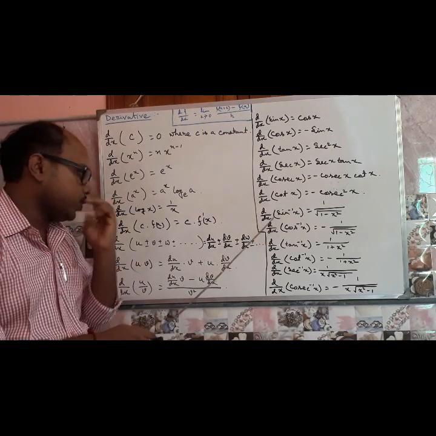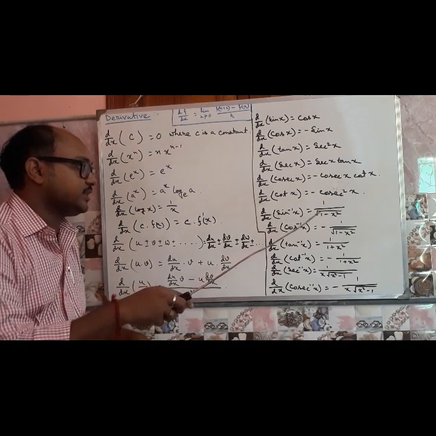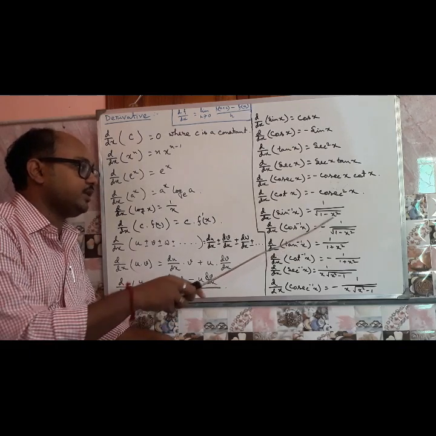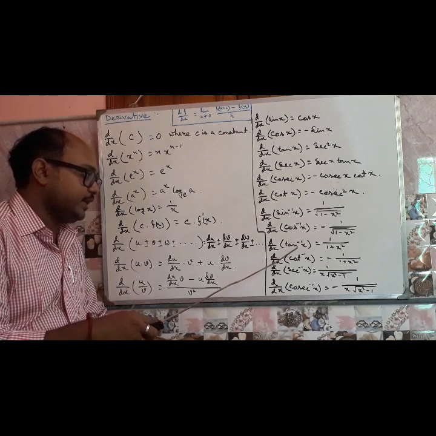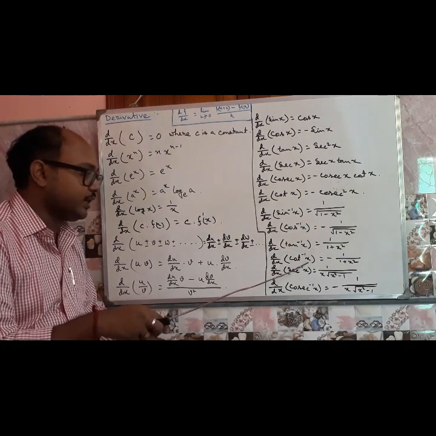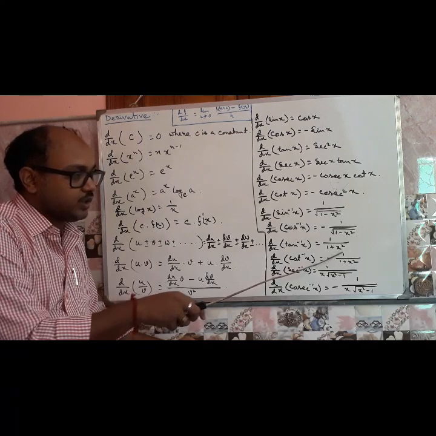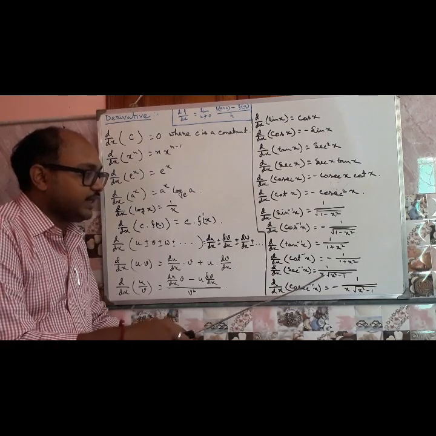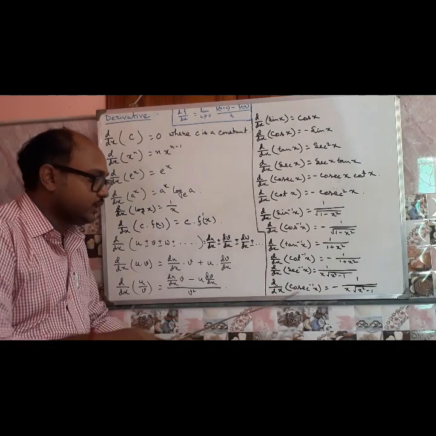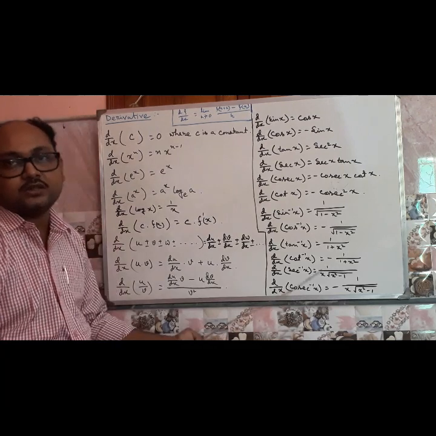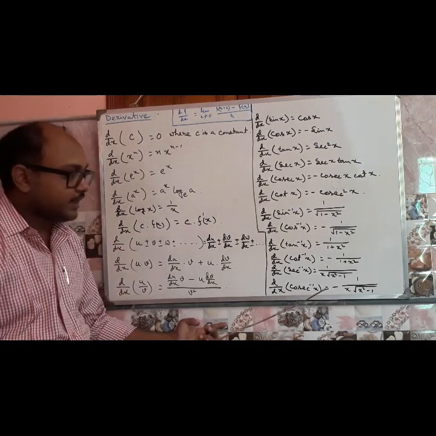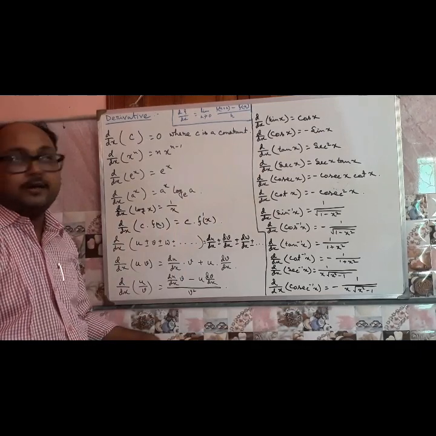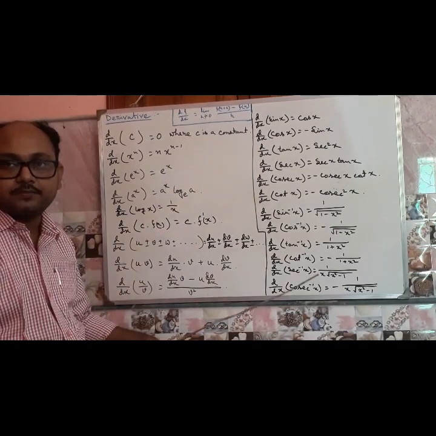After that, inverse trigonometric functions: derivative of sin inverse x is equal to 1 by root over of 1 minus x square, derivative of cos inverse x is equal to minus 1 by root over of 1 minus x square, derivative of tan inverse x is equal to 1 by 1 plus x square, derivative of cot inverse x is minus 1 by 1 plus x square, derivative of sec inverse x is 1 by x root over of x square minus 1, and derivative of cosec inverse x is minus 1 by x root over of x square minus 1. Now we will prove these formulas by using this first principle.